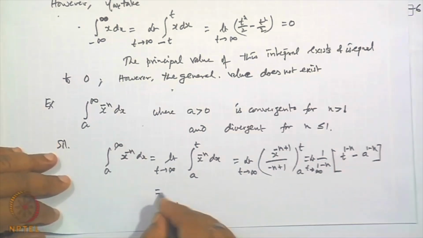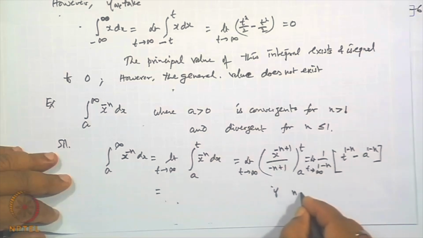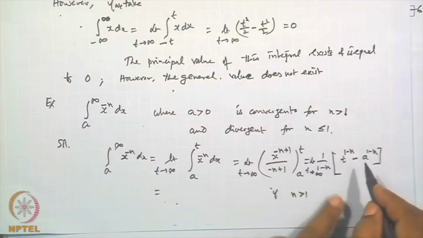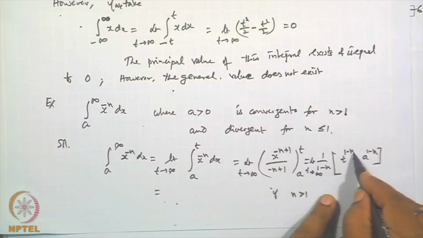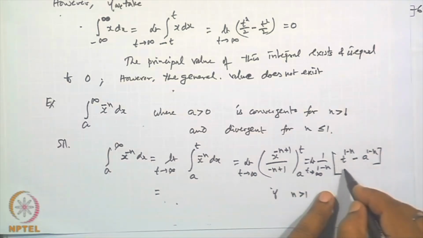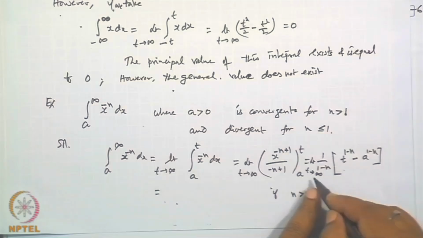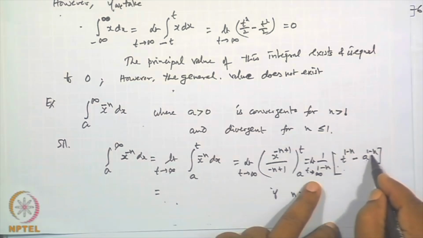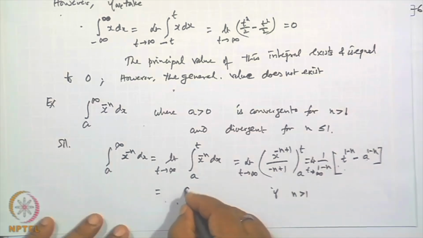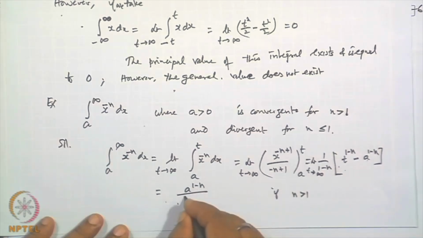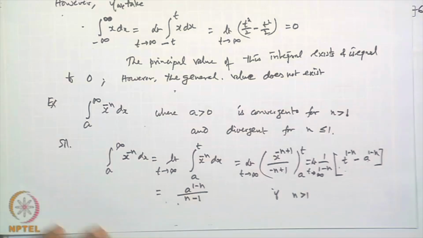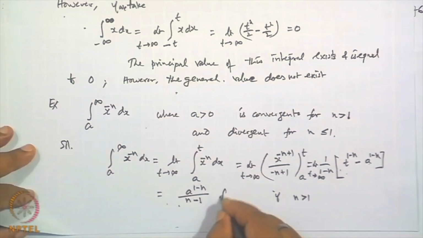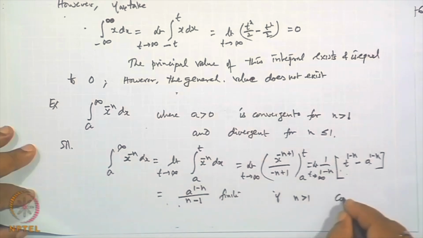So, case 1: if n is greater than 1, then 1 minus n becomes negative, so t to that power will come in the denominator. So when t tends to infinity, it will go to 0. So only the minus of the other term is left. It means the value will come out to be a to the power 1 minus n over n minus 1. That will be the value. So it is nothing but a finite value. So it is convergent.